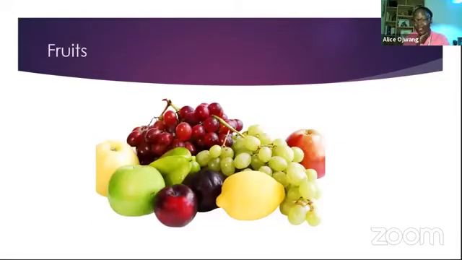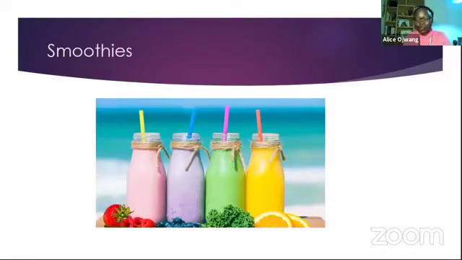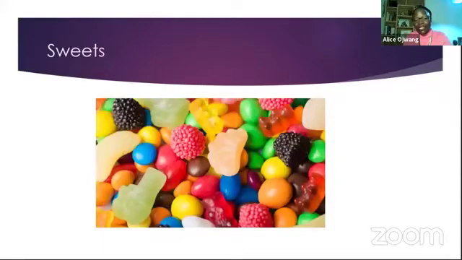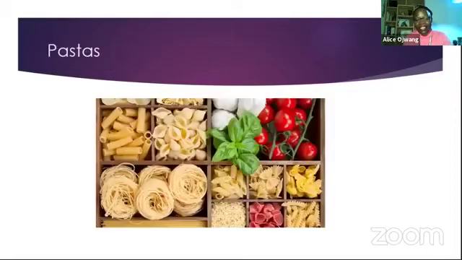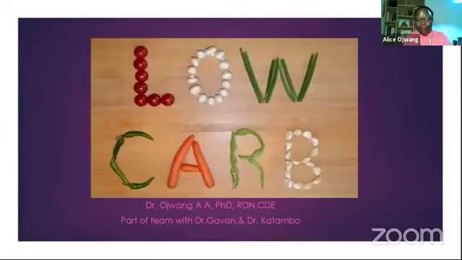Your fruits also have lots of carbohydrates. Some people think it's only in the starches, but you also get it in the fruit. Your juices are a whole load of carbohydrates, and we're going to see examples shortly of how much carbohydrate is in what. Smoothies, you mix fruit with milk, you think you're getting away with it, you're still taking some carbohydrates. Your sweets, lots of carbohydrates. Your pastas, lots of carbohydrates. But dairy also has carbs, but not as much as the bread and the rice and the beans and the fruit, but it has a few carbs.